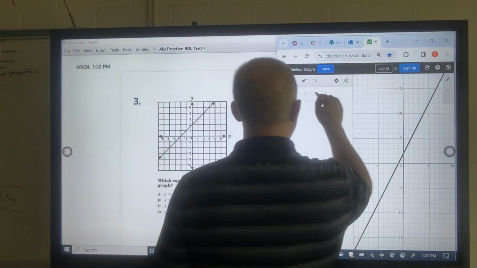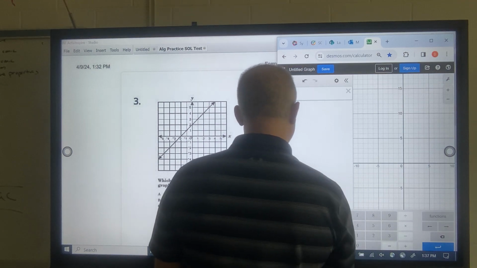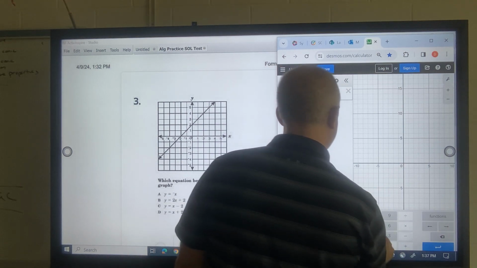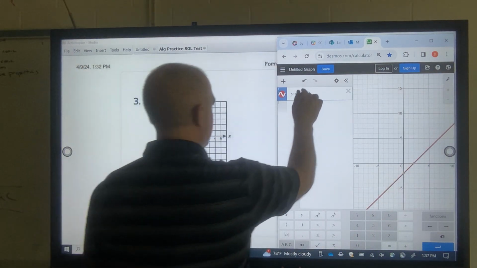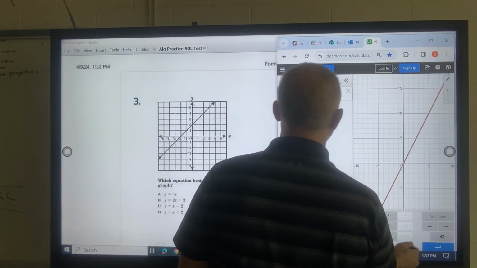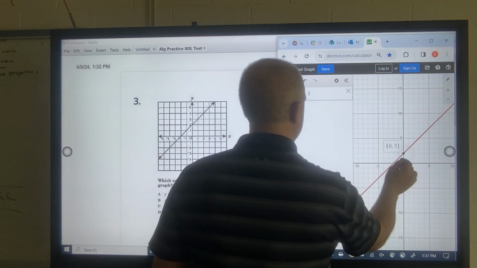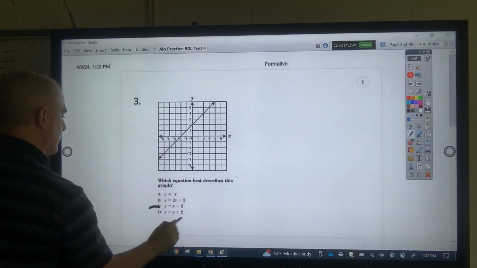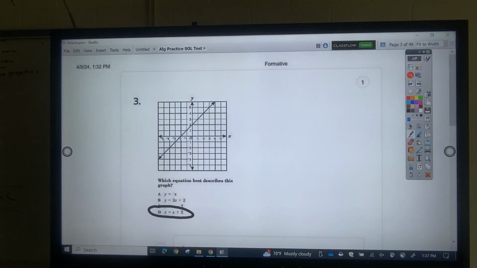So then I want to go y equals x minus 2. Well, that doesn't cross the right spot. Let's do x plus 2. Okay, that crosses at 2 and -2, and that's where that is. So that's going to be letter D.